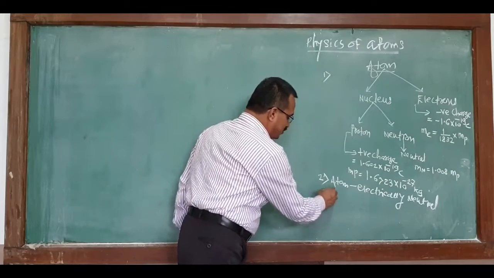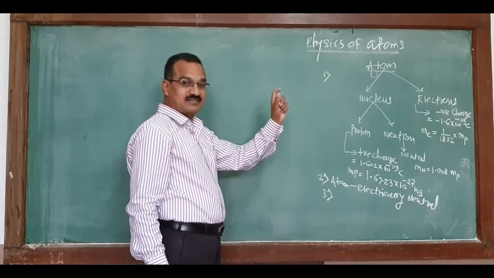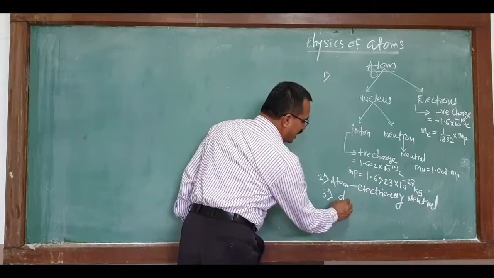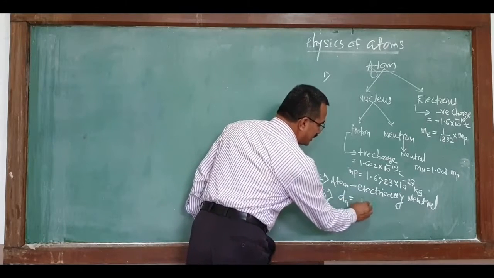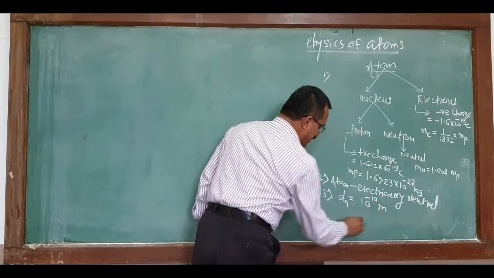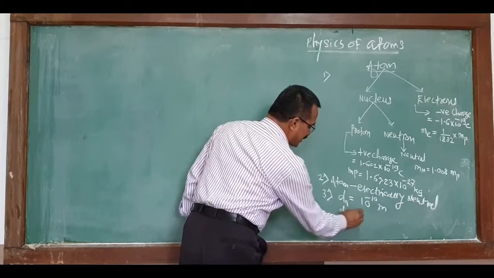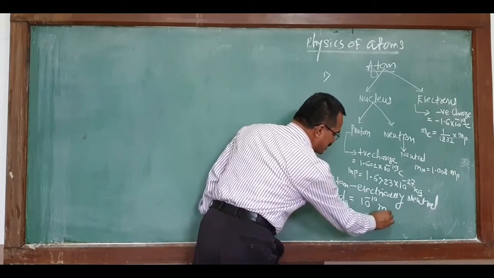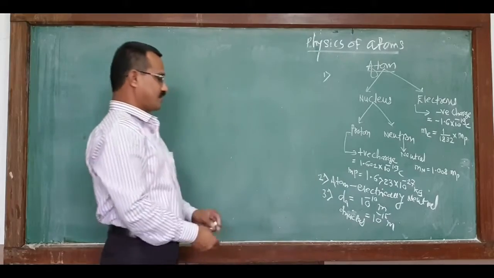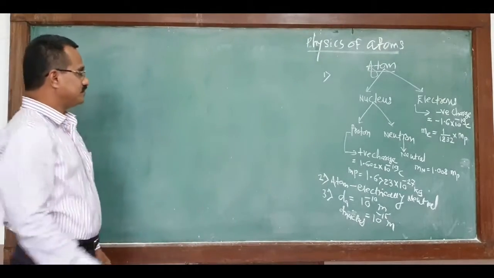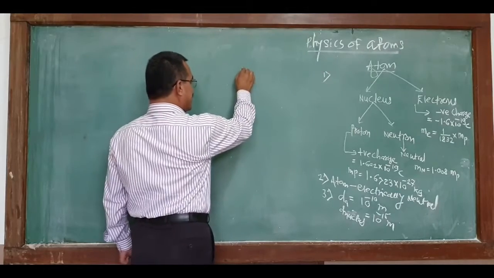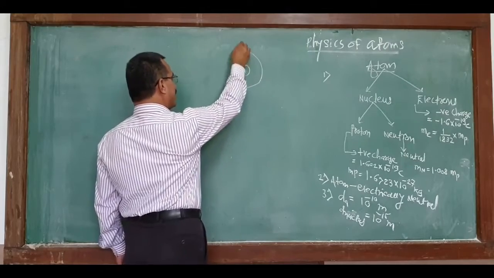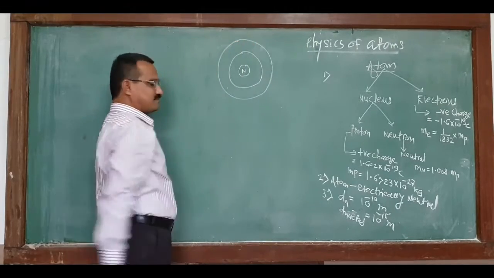The next point related to this, the diameter of the atom must be in terms of 10 raised to minus 10 meter, and diameter of the nucleus is in terms of 10 raised to minus 15 meter. Again, nucleus is at the center and electrons are revolving around it in different orbits.